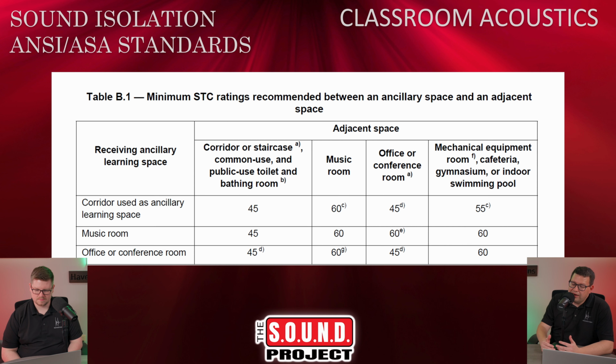So with sound isolation standards, in the ANSI ASA standards, they have typical STC ratings that they shoot for, let's say, a music room with another music room right next to it. The STC rating they recommend is 60, which checks out because that's usually what a lot of studios shoot for, a 60 STC minimum for trying to isolate the sound. However, a music room next to a corridor is only 45 because it's less intrusive to a corridor than it would be another music room. So there are these standards built into that document.